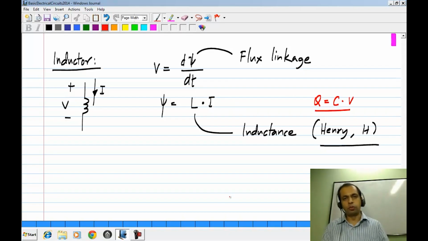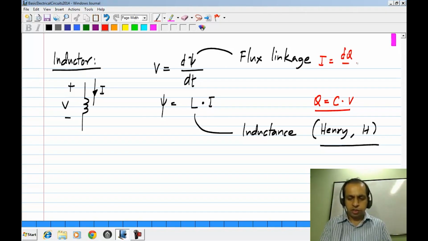Now you can see that this relationship is analogous to charge being proportional to voltage. Here the flux linkage is proportional to current and the current was the rate of change of charge, whereas the voltage is the rate of change of flux linkage. Okay. So you can make this kind of analogy between quantities in a capacitor and in an inductor.